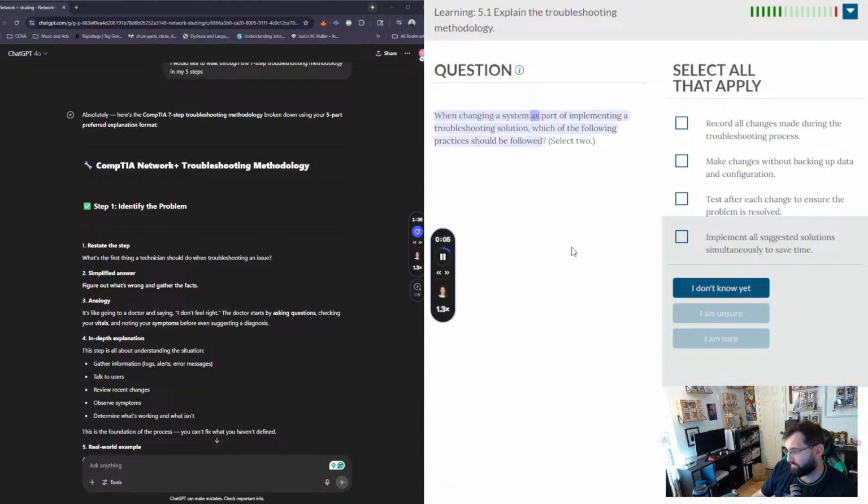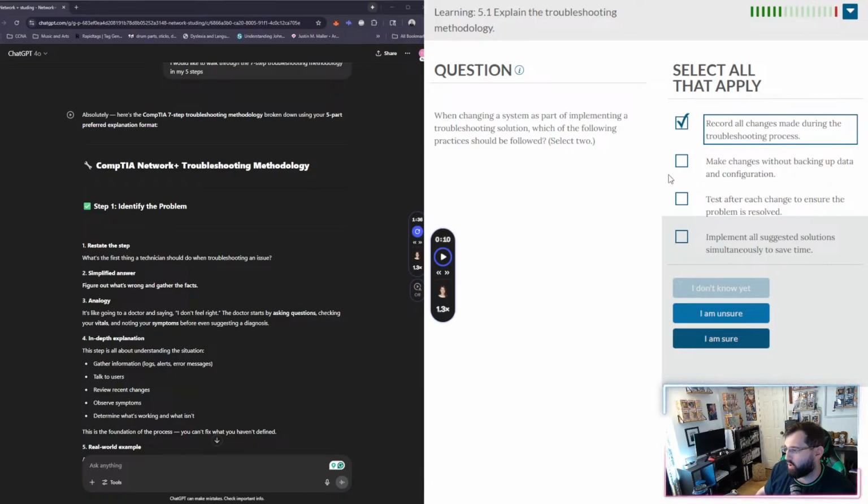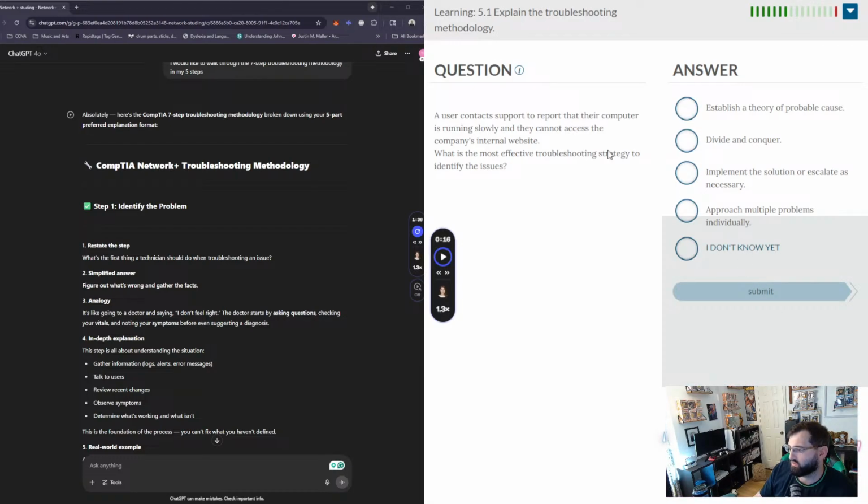When changing a system as part of implementing a troubleshooting solution, which of the following practices should be followed? Select 2. Record all changes made during the troubleshooting process. Make changes without backing up. Oh no, that's bad. Test after each change to ensure the problem is resolved. Implement all suggested solutions all at once. Okay, I've already had this question.